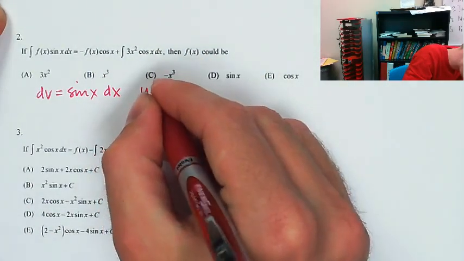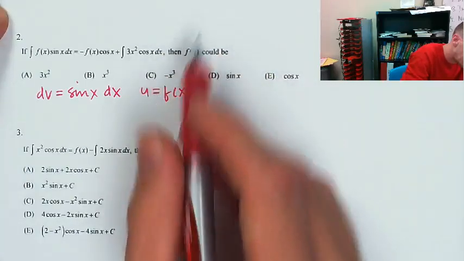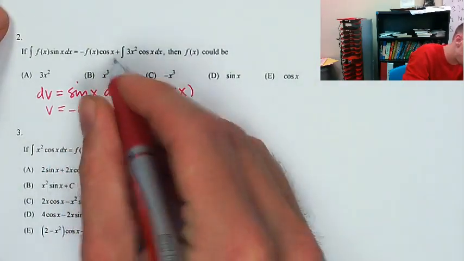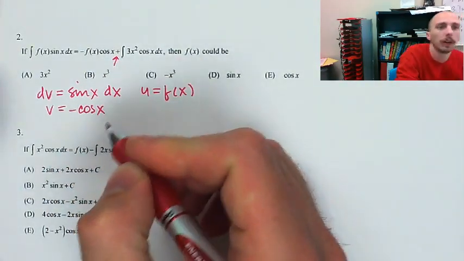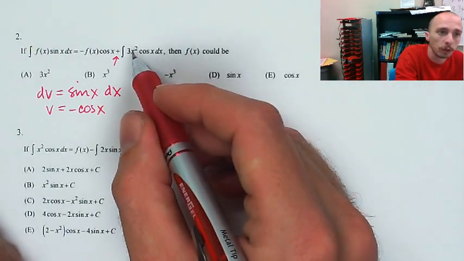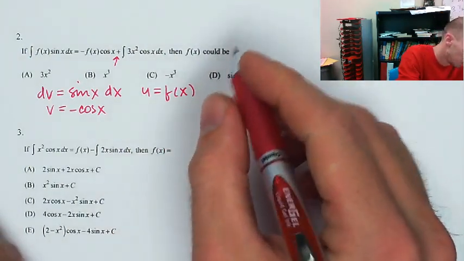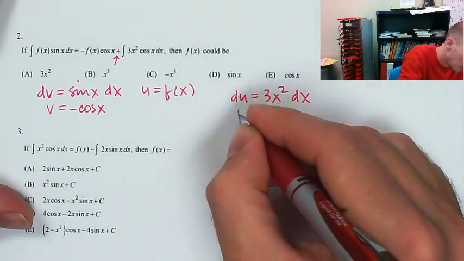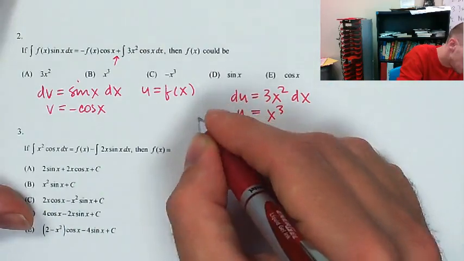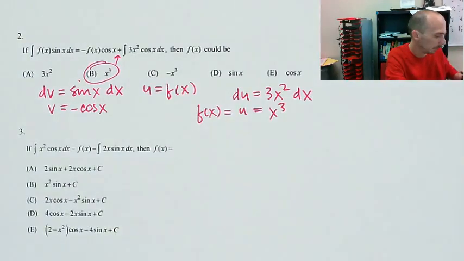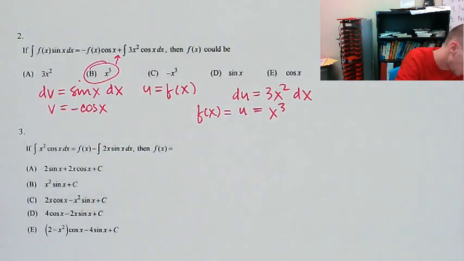Meaning u equals f of x. And so v equals negative cosine x, which is the cause for that minus there. And then I know that this is the integral of v du. If du equals 3x squared dx, then u is equal to x to the third. U is f of x, so that's why I am choosing that answer choice.